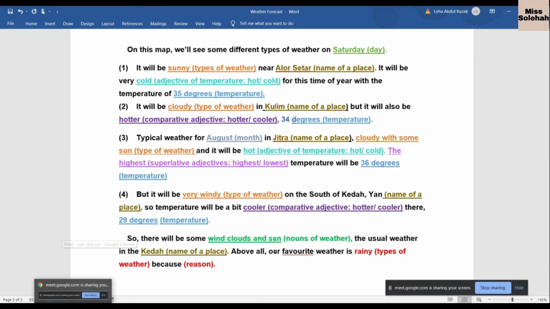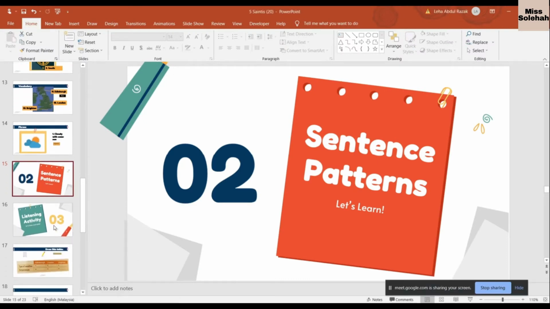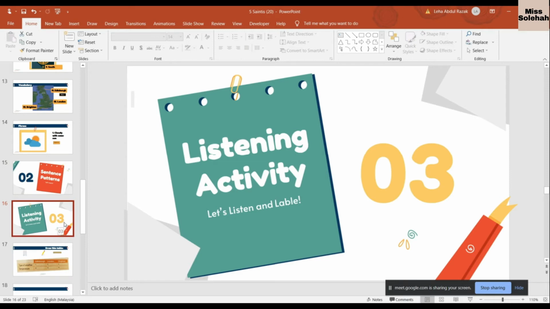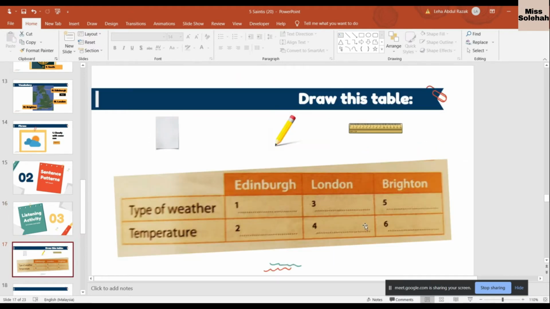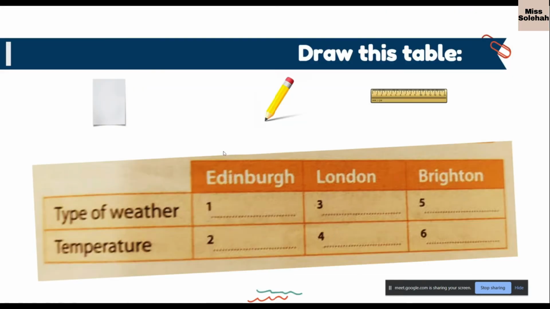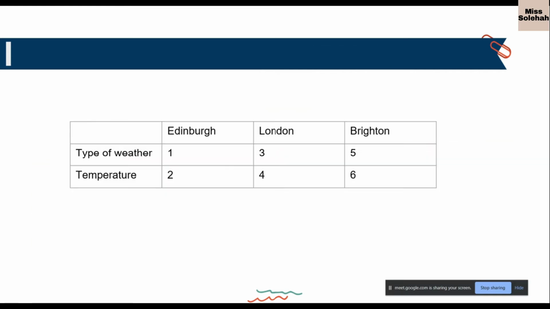Okay, now just now I have instructed you to get ready with your paper, pen and ruler. Pencil, paper and ruler. So now we're going to do a listening activity. I would like you all to draw this table. You can also refer to the table in your English Plus One book, page 99, exercise 2. Draw this table first. Later I'm going to play an audio and you have to write your answer inside this table. After you've drawn your table it should look like this. Don't forget to label each of the missing boxes with numbers 1, 2, 3, 4, 5, 6.